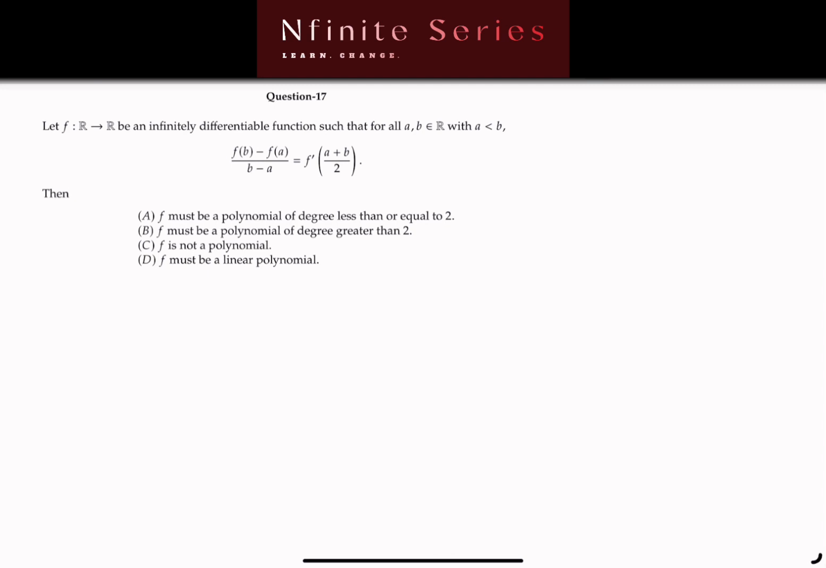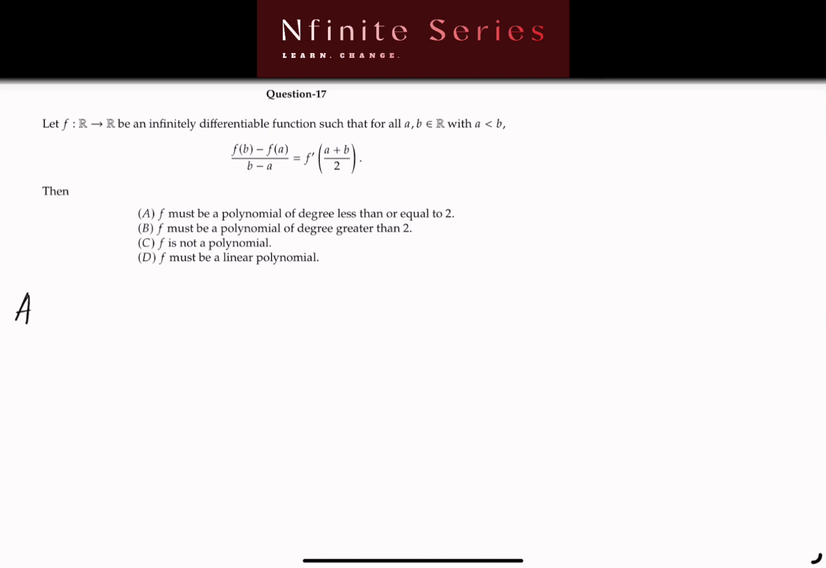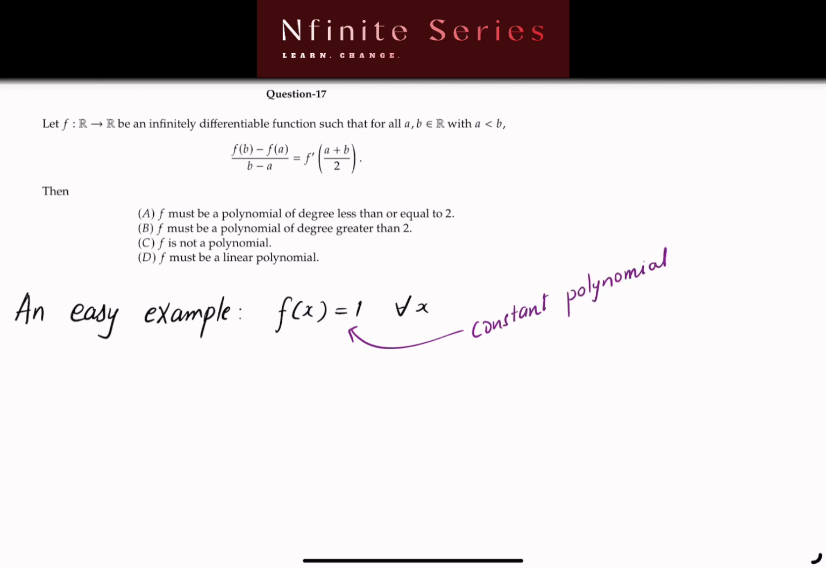Well, let's get started with the solution and let's see if we are able to find the correct answer very quickly. Here is an easy example we can consider. Let us consider the function f of x equal to 1 for all x. This is a constant function which is also a constant polynomial. So it is a polynomial of degree 0 in fact. And we can see that it trivially satisfies the given condition. Both the sides of the condition are 0 in this case.